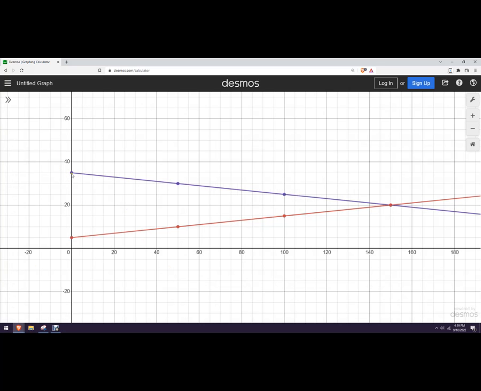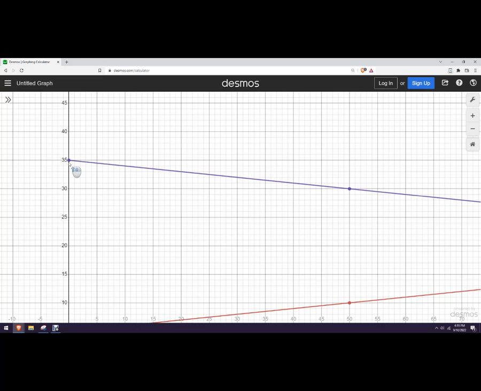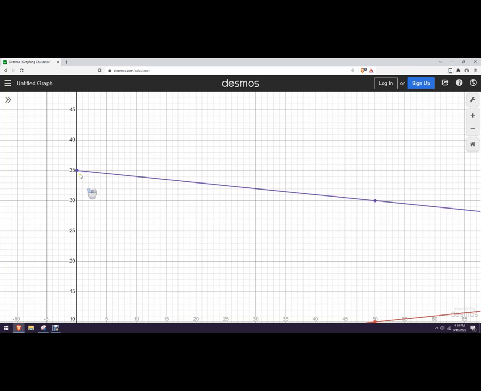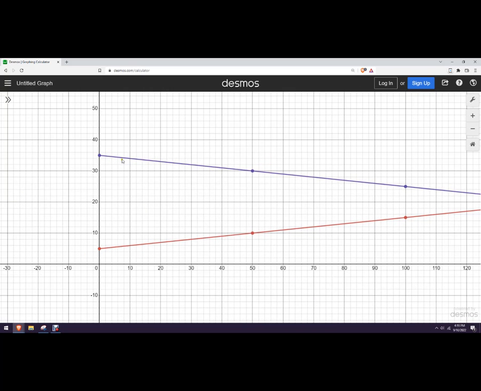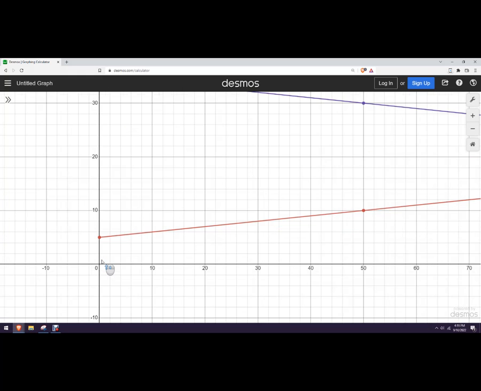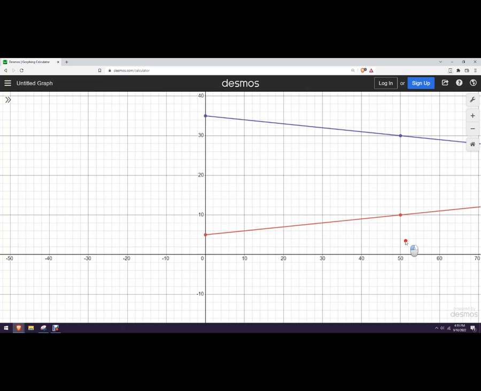The demand curve starts off at the point where it hits the y-axis. So anything on the y-axis is always the price. Okay. And so that looks like it's going to be 35. I can zoom in and zoom out on this calculator and see where that is. And then my supply curve starts out on 5. Okay, so that's that upward sloping line right there.